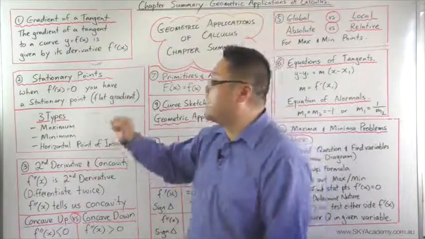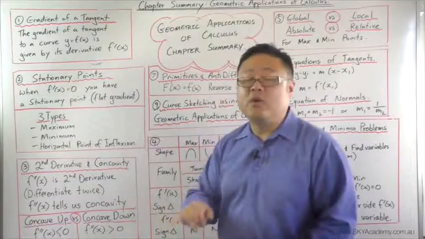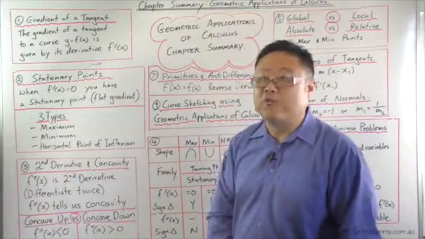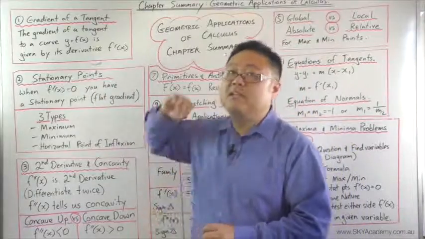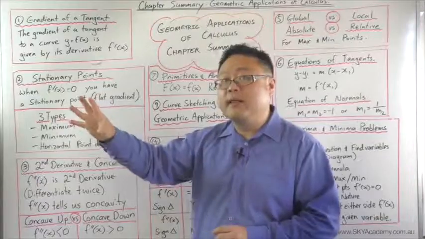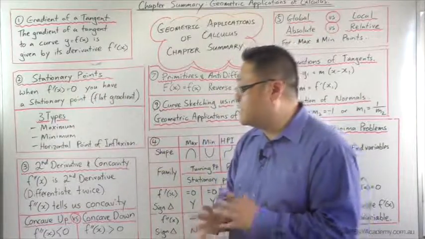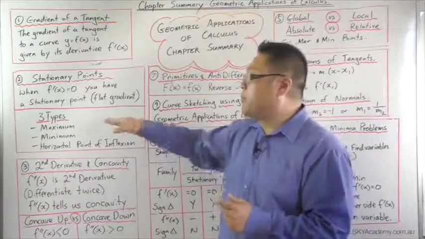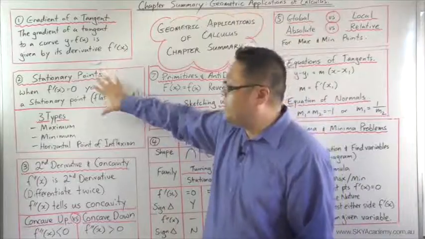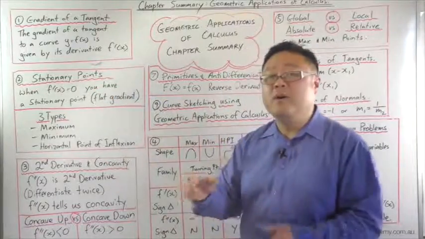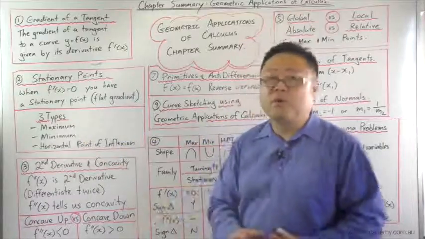You basically just equate the gradient function to 0, and you work out the values of x that will solve that, and that'll give you the x values of the stationary points. You substitute into the original formula to give you the y values, or the y coordinates of those stationary points. Now, I did talk about number 1, being able to find the stationary points, and then number 2, being able to determine the nature, whether it's a maximum, minimum, or horizontal point of inflection.